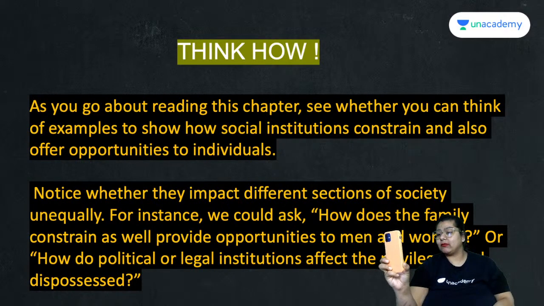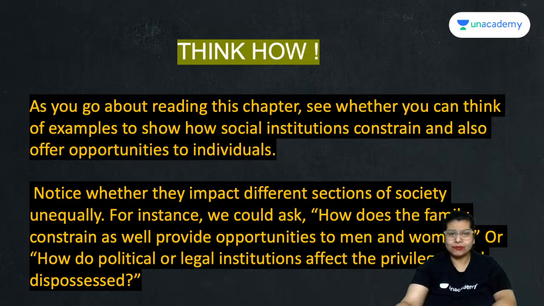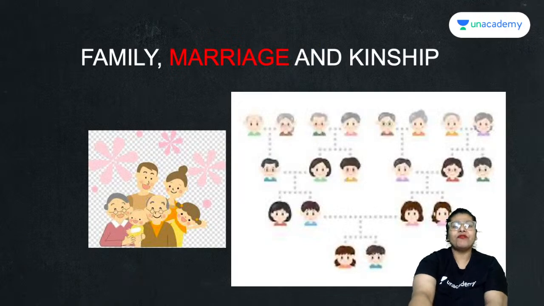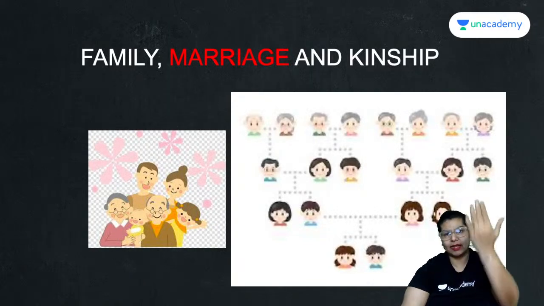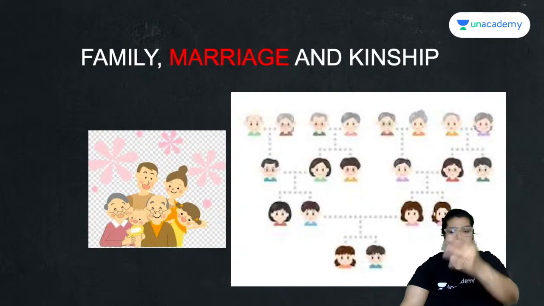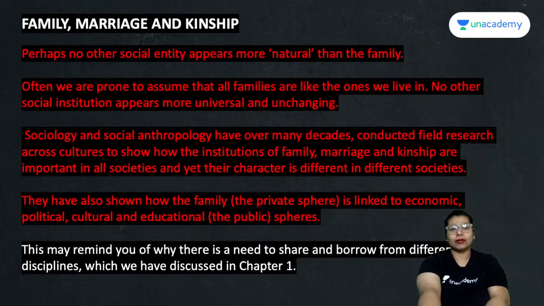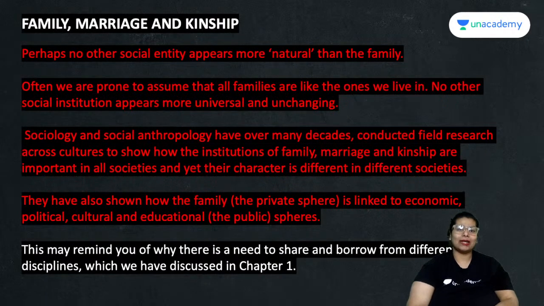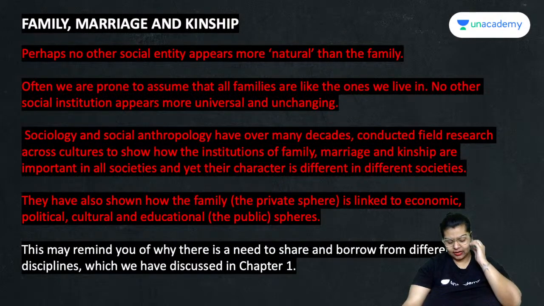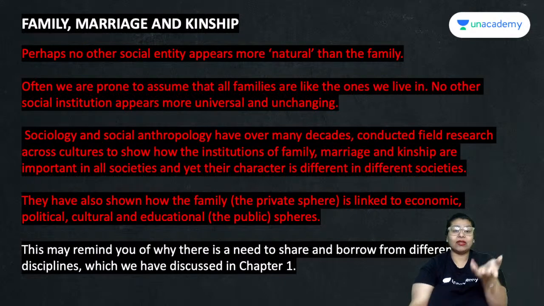Ma'am, can you explain variations in family forms? Absolutely, why not? Before we move to the variations in family form, let's just start with family, marriage, and kinship. Now, as you know, this is an eventually important part and parcel, and family is the most natural thing that appears to us at the first level. Later things change. We think that we know everything about the family where we live in, but still then things change.